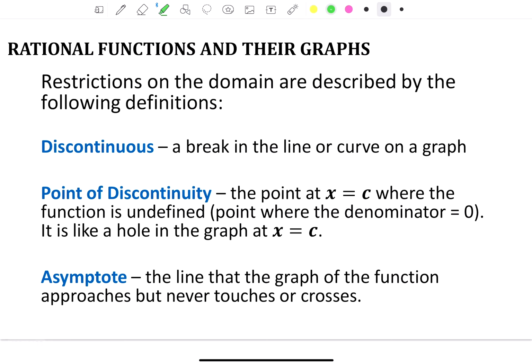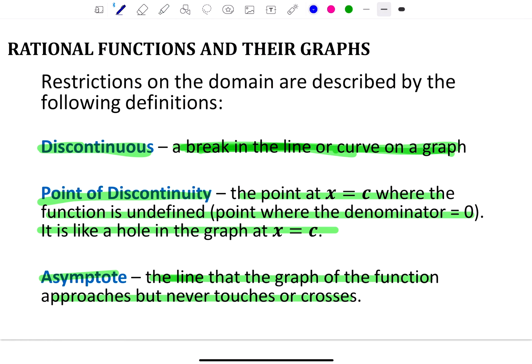Rational functions and their graphs: discontinuous means a break in the graph or curve. A point of discontinuity is wherever we have the break. We could have a hole in the graph, or we could have a vertical asymptote; that would be a point of discontinuity. An asymptote is a line that the graph of the function approaches but never touches or crosses. So an asymptote is the line the graph comes really, really close to, but it does not cross that line.